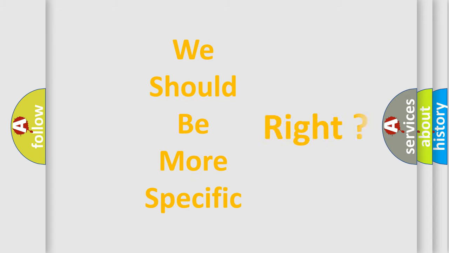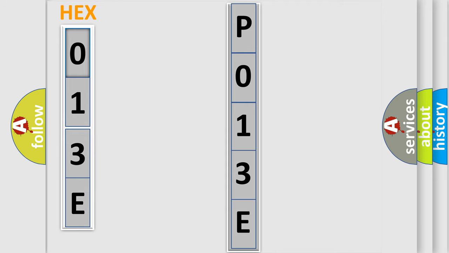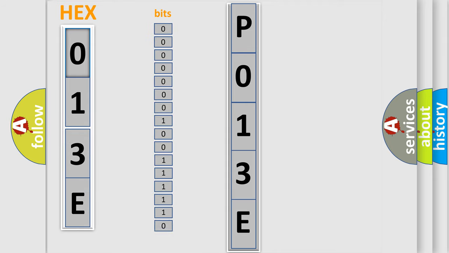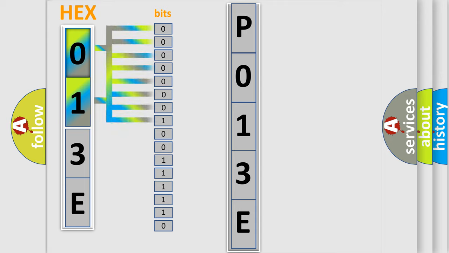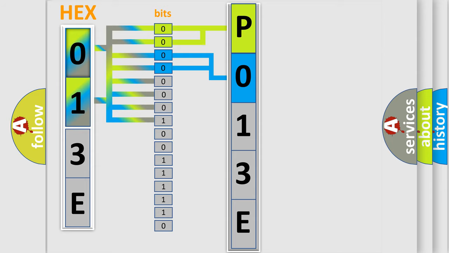The following demonstration will help you look into the world of software for car control units. The error code is split into two bytes consisting of 16 bits. One bit is the basic unit that each computer works with. The bit has two logical states: 0, low level, and 1, high level. By combining the first two bits, the first character of the error code is expressed. The next two bits determine the second character. The last bits of the first byte define the third character of the code.